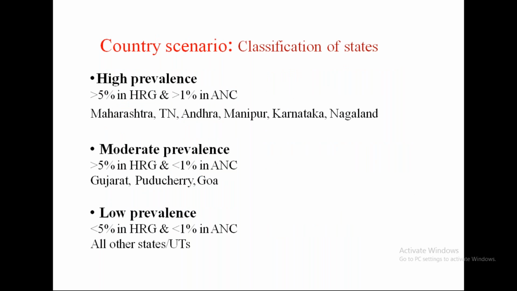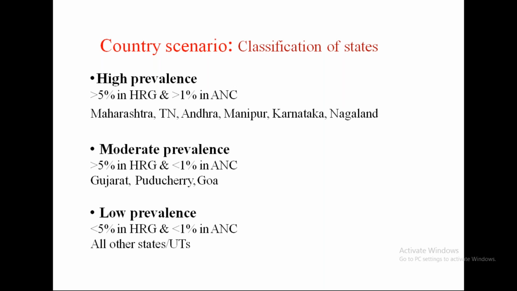If you look at the country scenario, classification of states. So how are the states classified based on the prevalence, especially among the high risk group and antenatal cases. Suppose the prevalence is more than 5% in high risk groups. So I told you high risk groups means transgenders, men having sex with men, then prostitutes, intravenous drug users, and then truck drivers. So these are all the high risk groups.